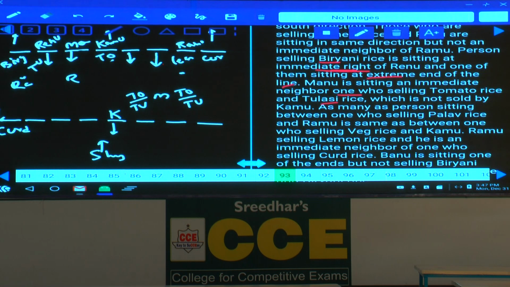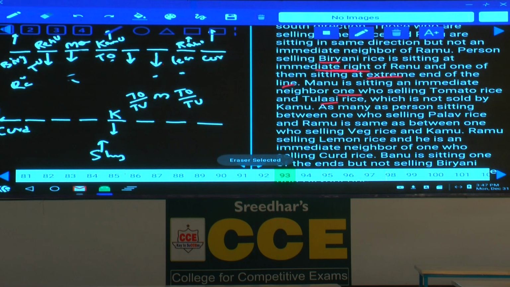Now in this one, were the remaining persons completed or not? Again regarding this one, these persons' immediate neighbors are opposite, hence this Ramu must face towards the north direction. Clear now? This Ramu is facing towards which direction? North direction.